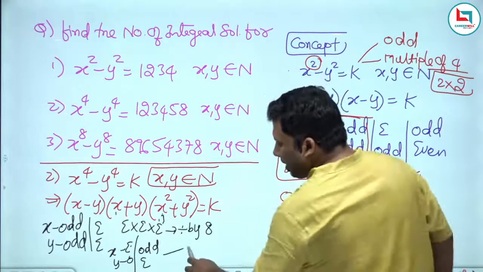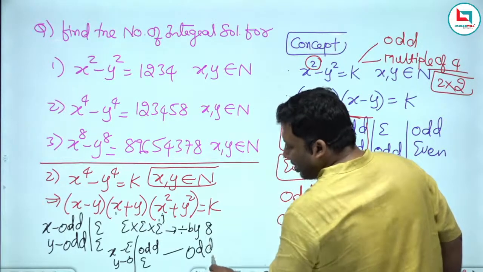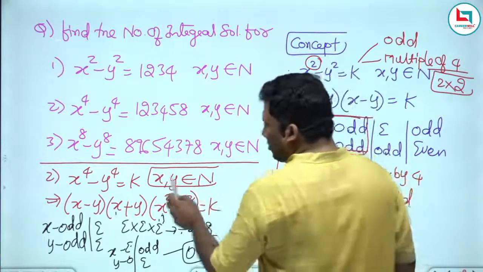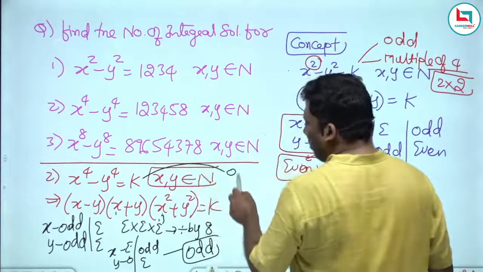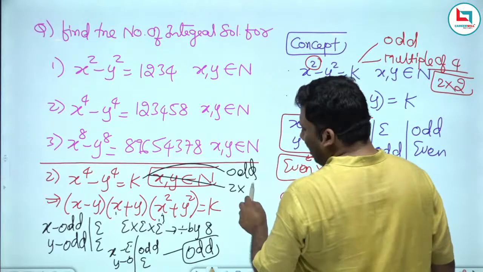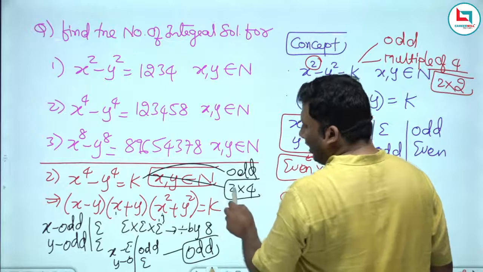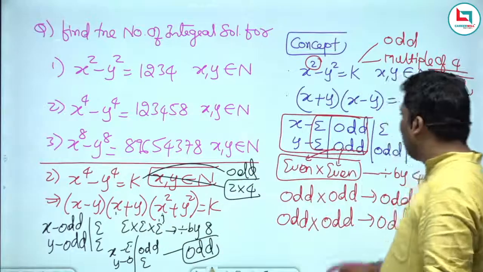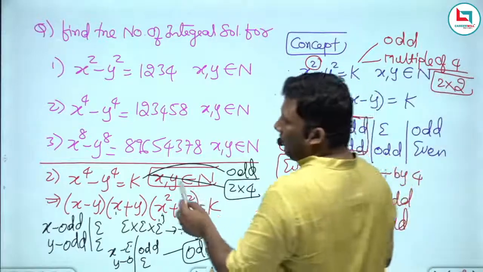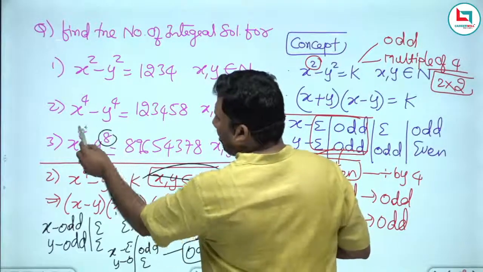What is the answer I am getting? 8. What is the answer I am getting? 8 is an even number. That means k will have an integral solution only when k is an odd number or k is a multiple of 8. 8 is 2 into 4, and 4 is 2 into 2. Similarly, if it is 8, what will be the answer?